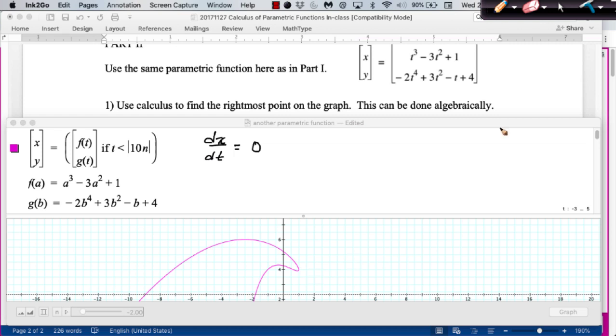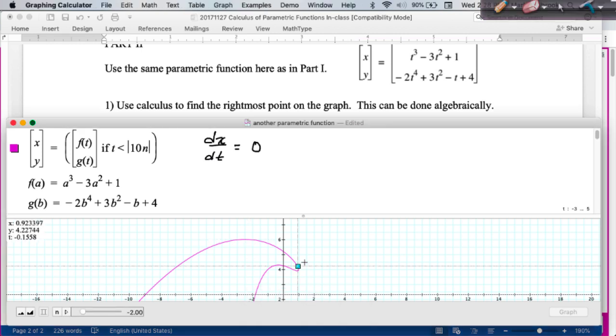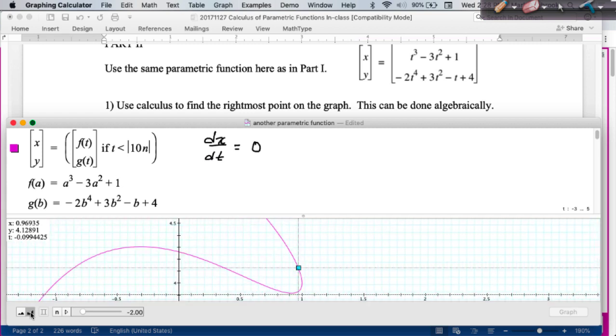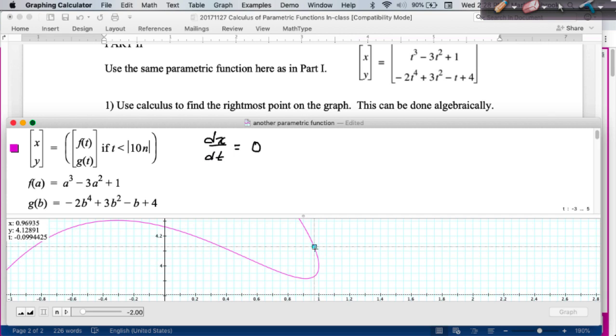So at that one moment, at the rightmost point, let me zoom in on that. It'll be easier to see if you're closer. So we're right there. So at that one moment where dx dt is 0 for a change in t, there's no horizontal change in the points. It's all vertical change.